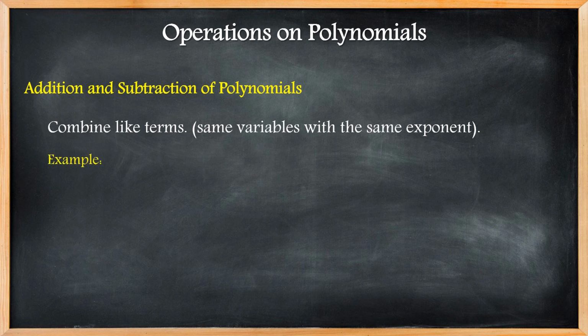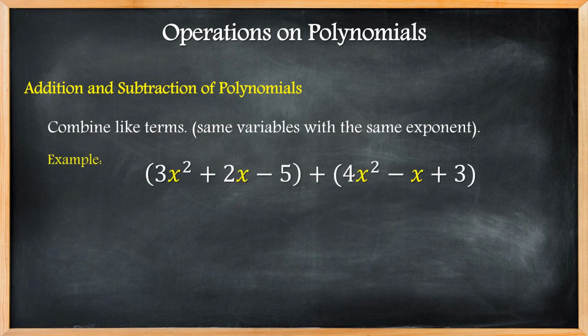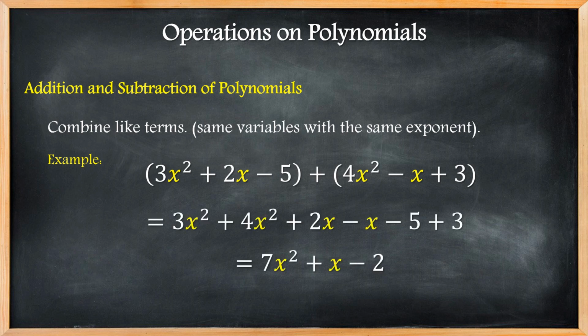For example, to add 3x squared plus 2x minus 5 and 4x squared minus x plus 3, we combine like terms. 3x squared plus 4x squared gives 7x squared. 2x minus x gives x. -5 plus 3 gives -2, so the result is 7x squared plus x minus 2.